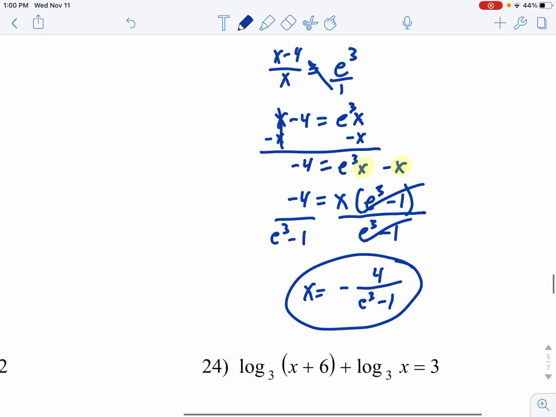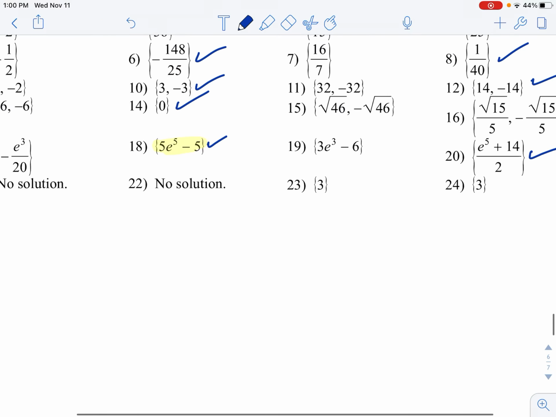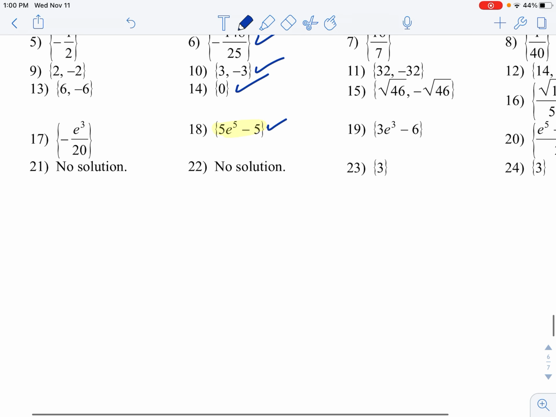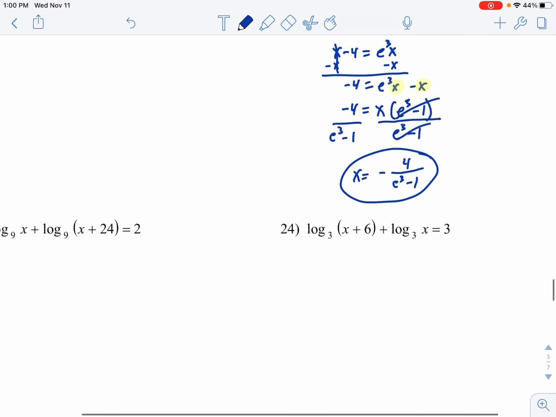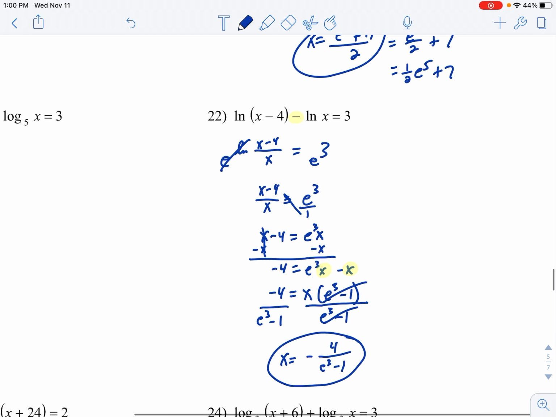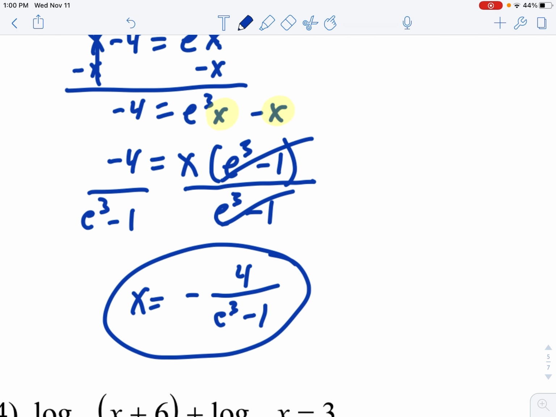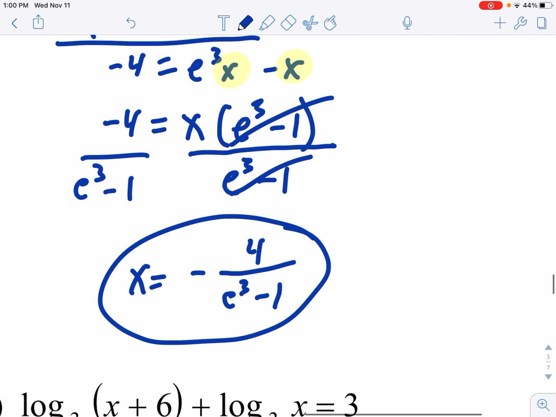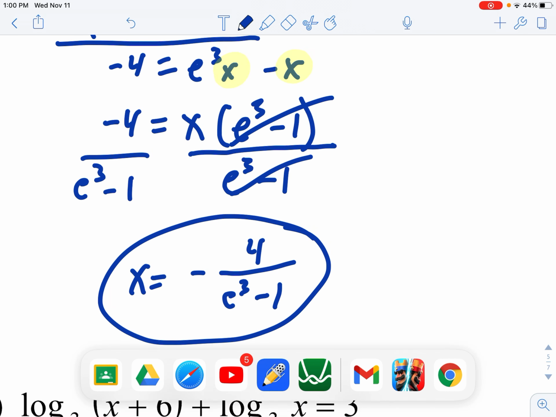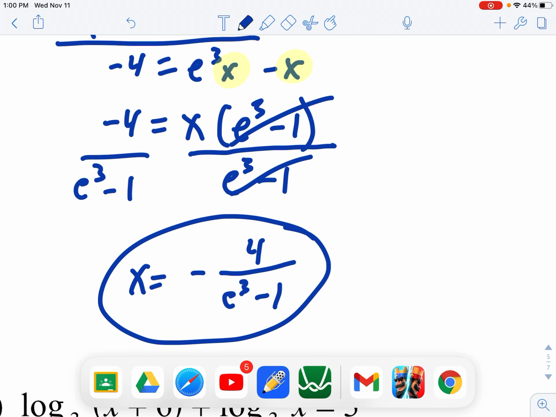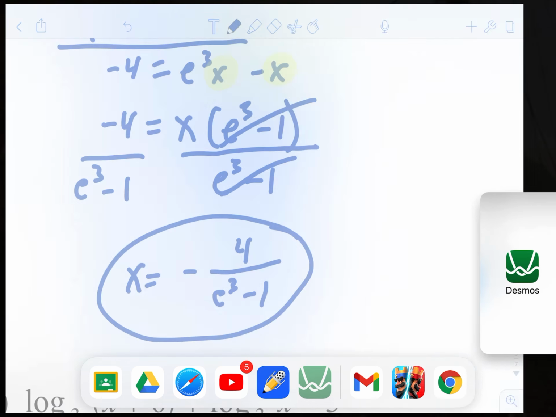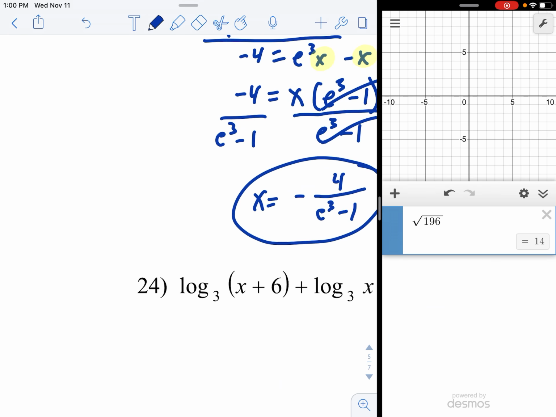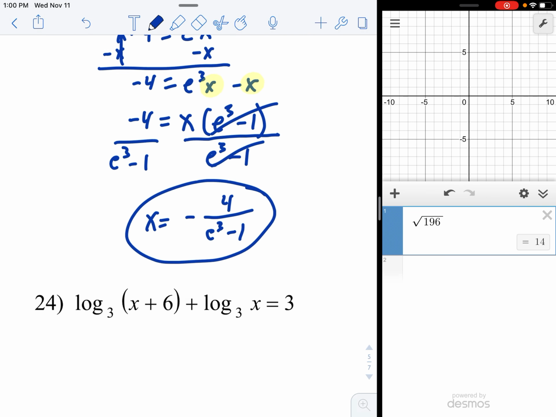That was pretty complicated. Let me check number 22 and see if they don't have some wacky. No solution. What? Say what? Oh, great googly moogly. What is negative 4 over e to the third minus 1? Well, I know I told you not to grab a calculator and to leave e like it's a variable, but you have to remember that e is not a variable. e is a number. And numbers can be either positive or negative.